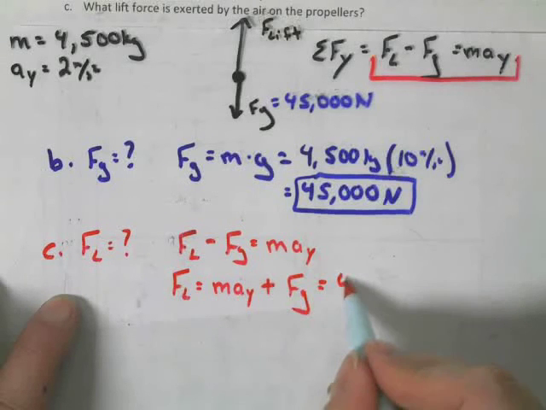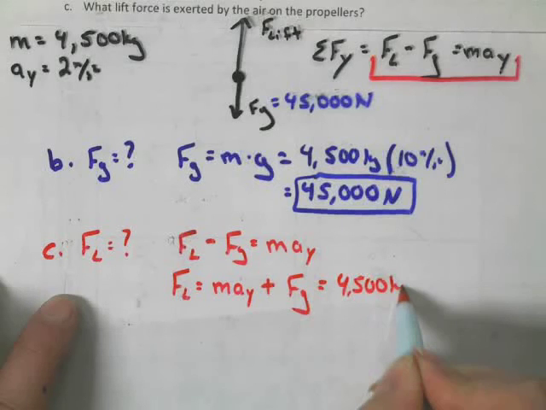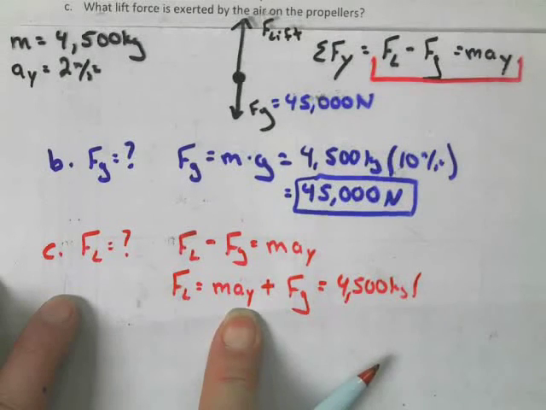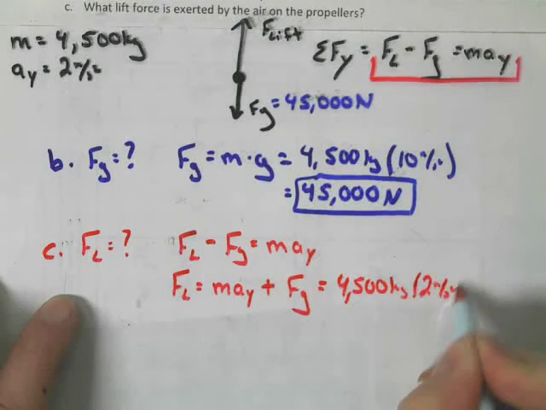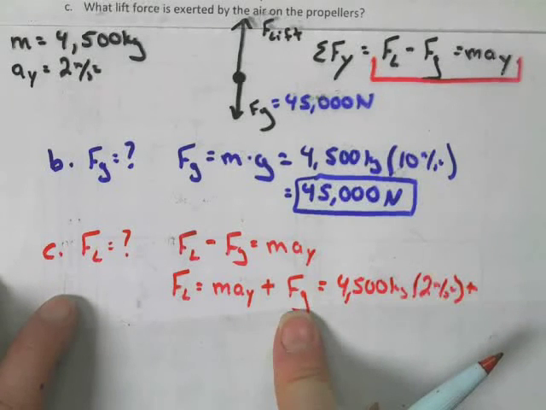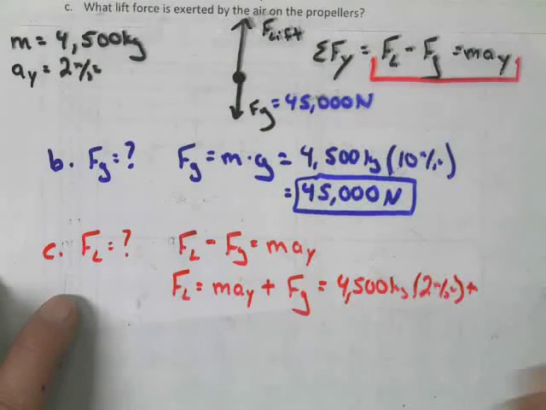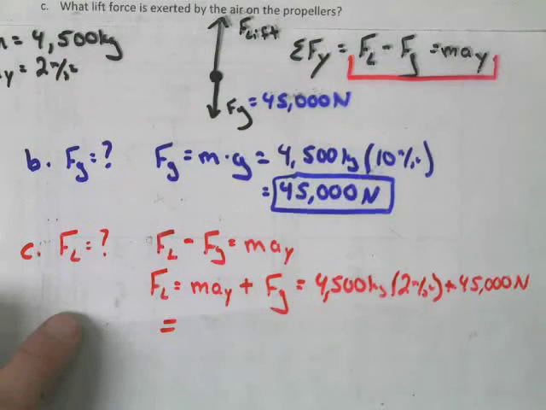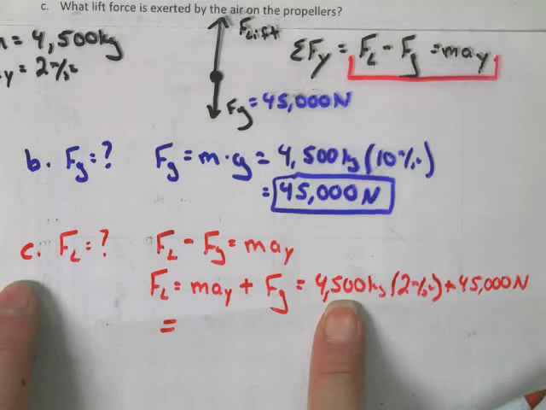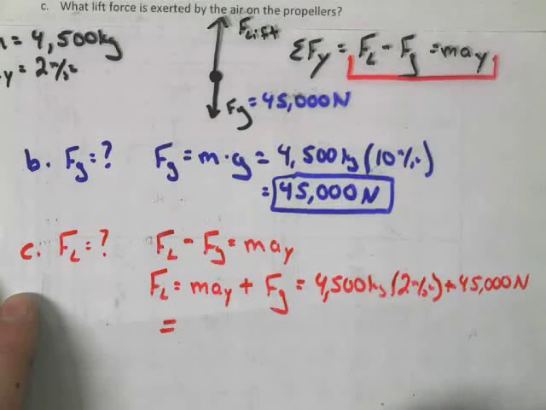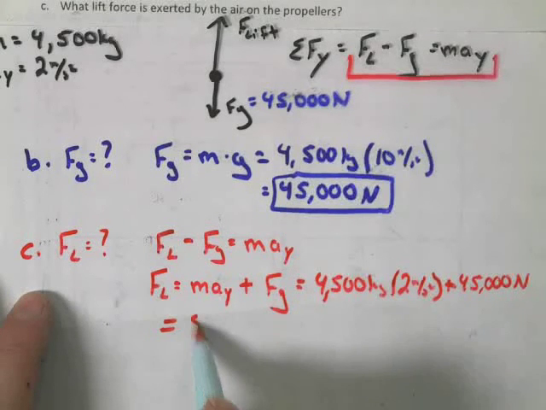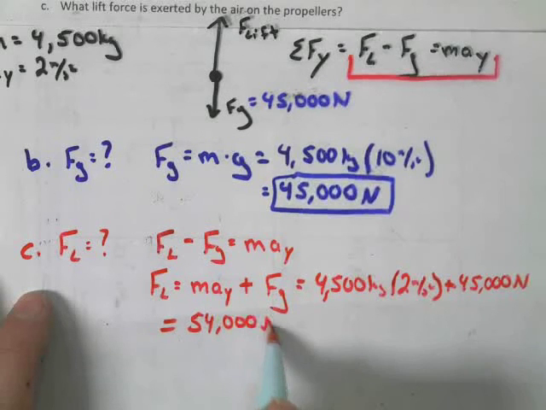Substitute my givens in. The mass is 4,500 kilograms times the acceleration in the y, we labeled that as 2 meters per second squared, plus the weight, the force of gravity. I solved for that in part B. 45,000 newtons. So 4,500 times 2 is 9,000, right? 9,000 plus 45,000 is 54,000 newtons.